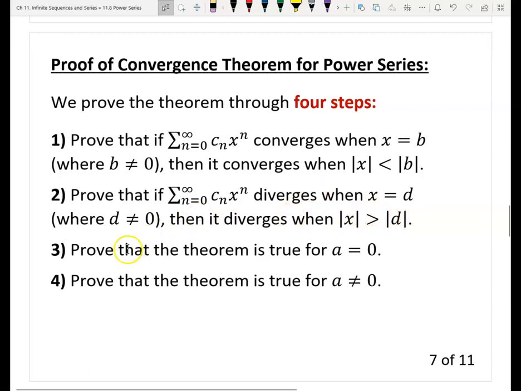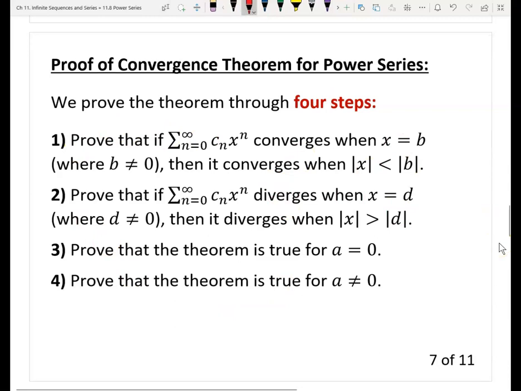And then the third, now we move to prove the theorem. The first and the second are just a foundation. We use them to prove the theorem is true for a equals 0, which means the power series is centered at 0. And then we're going to prove the theorem is true for a does not equal 0, which means centered at another number. Let me draw a graph to show you the basic relationship between these 4 steps.